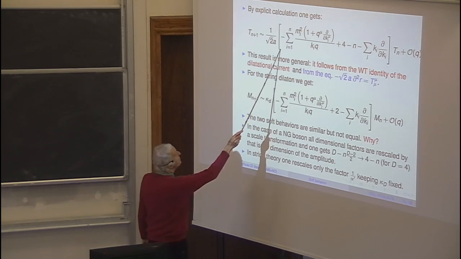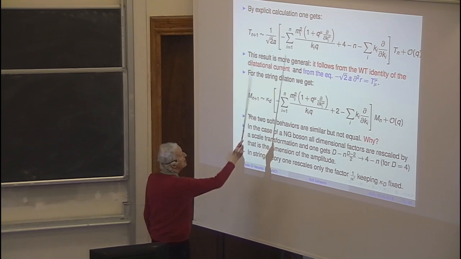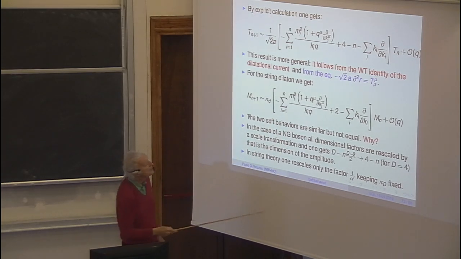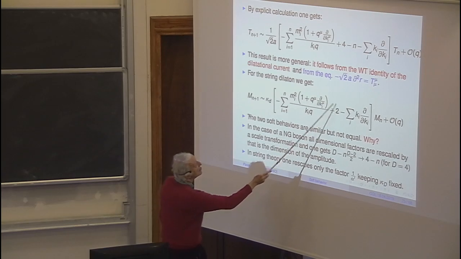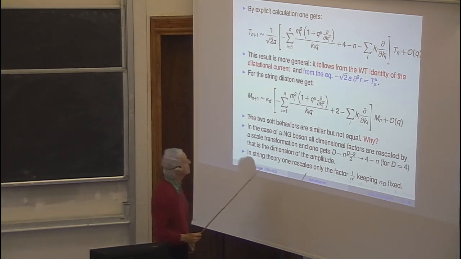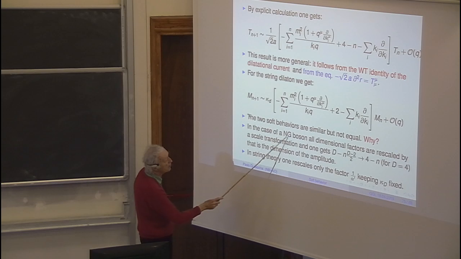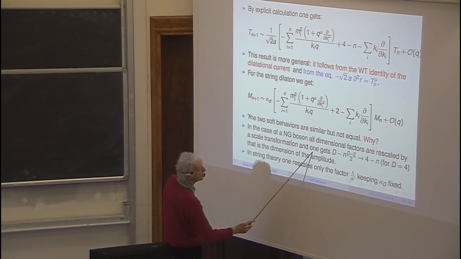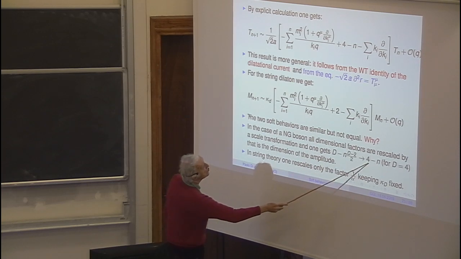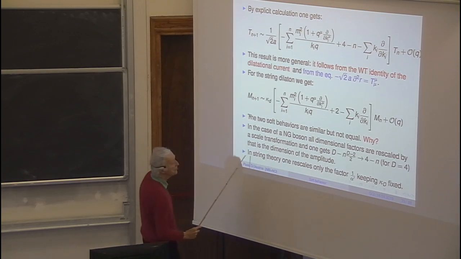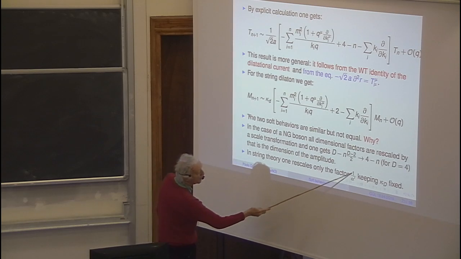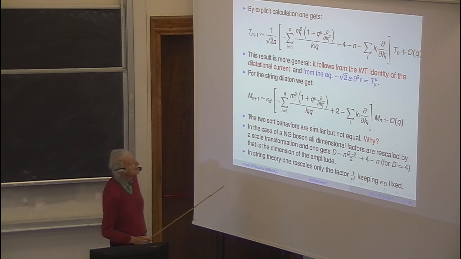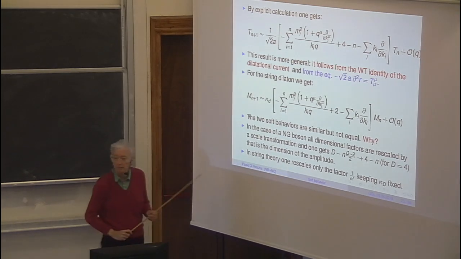So that's the soft behavior that you get from the field theory dilaton, and this is the soft behavior that you get from the string dilaton. So the difference is 2 and 4 minus n here. Now, in the Nambu-Goldstone boson, all dimensional factors are rescaled by a scale transformation, and you get this factor here. But in string theory, you rescale only the factor 1 over alpha prime, but you keep kappa d invariant fixed, and that's the difference of the two behaviors.